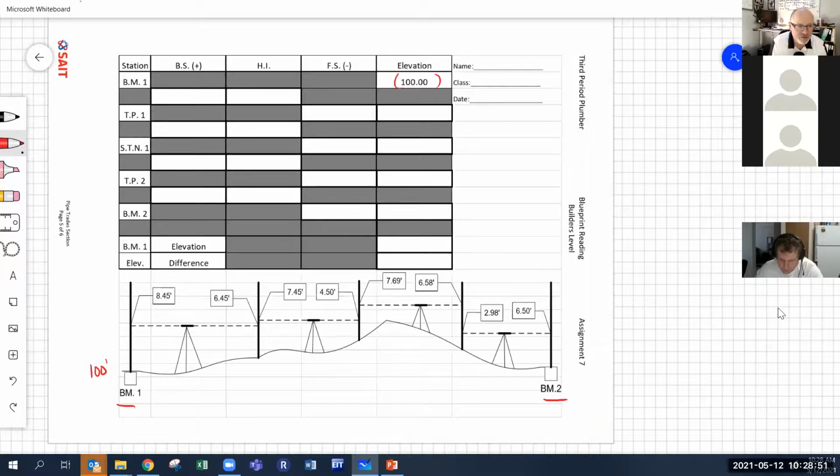So first thing we do when we set up our instrument here, we're going to take a back sight. And the back sight on this one is 8.45 feet. And then we're going to determine the height of the instrument. I told you that the height of the instrument is calculated by taking the benchmark and adding the back sight to it. So the benchmark is 100 and the back sight is 8.45. So this clearly is 108.45 feet.